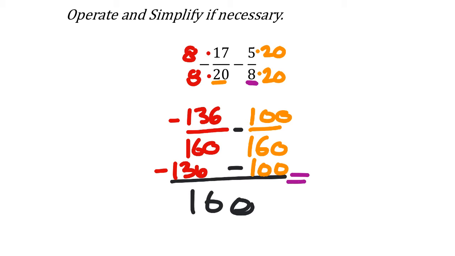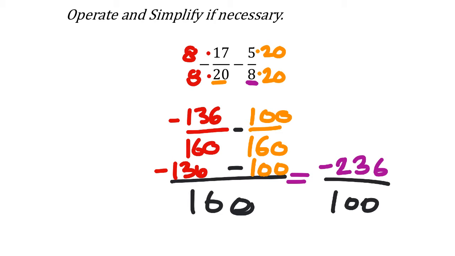And what do we get out of that? Negative 136 minus 100 would be negative 236 over 100. So I need to simplify this. How am I going to simplify it? I'm actually going to use the calculator.